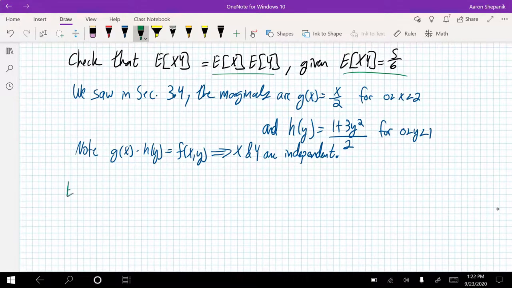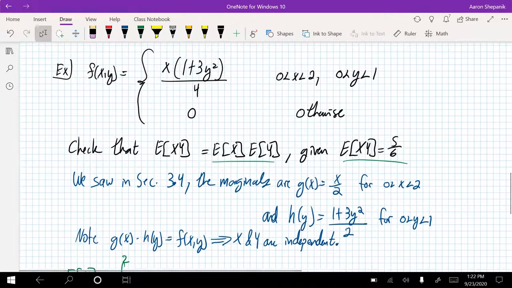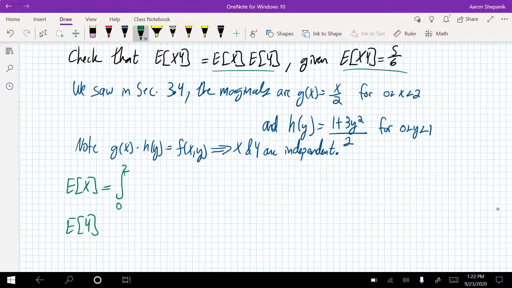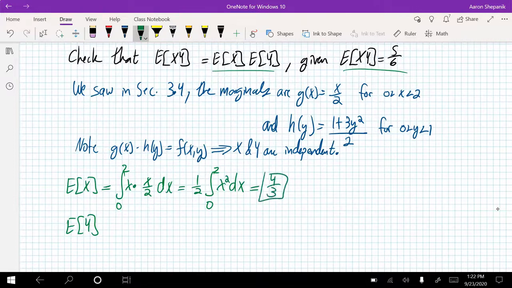So let's go ahead and do the expected value of x and the expected value of y integrations. Expected value of x, we're going to integrate from 0 to 2. Now, when you have a joint PDF, to find the expected value of x, you're going to integrate the marginal. So we're going to integrate from 0 to 2, x times x over 2 dx, because that's the marginal, g of x, goes from 0 to 2. So this is going to be 1/2 times the integral from 0 to 2 of x squared dx. I'll leave you to finish the details on the calculus. I have 4/3 for that.